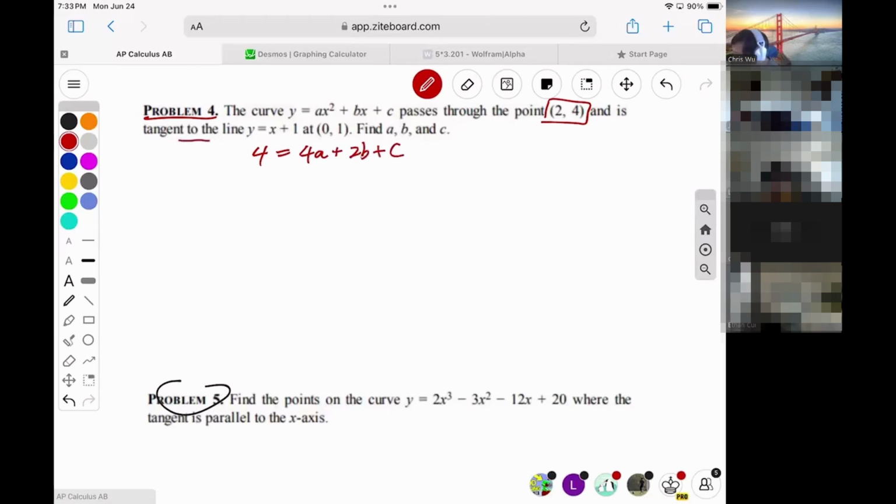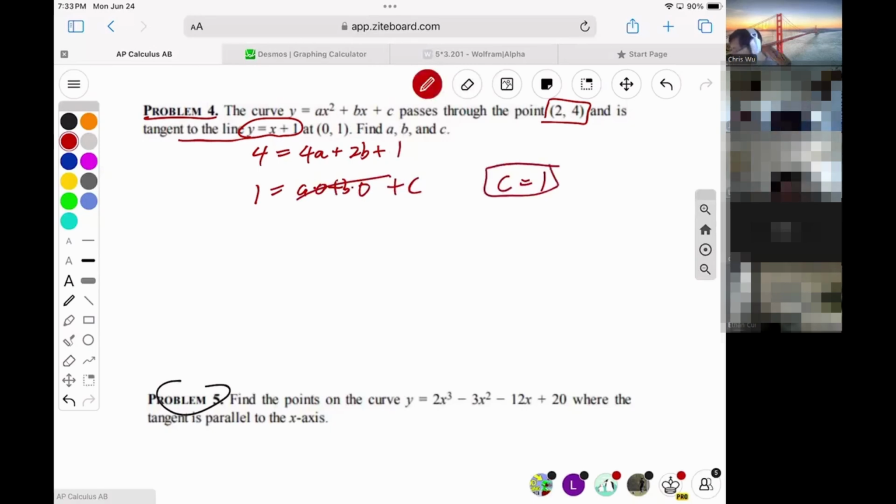And then it says it's tangent to the line y equals x plus 1 at (0, 1). So if it's tangent to it at that point, which must mean this also goes through that point. So in other words, 1 is equal to a times 0 plus b times 0, those are gone, plus c. So right off the bat, c equals 1. Great. And I can replace this c with 1. What else have I not used? I've used this point. I've used this point.